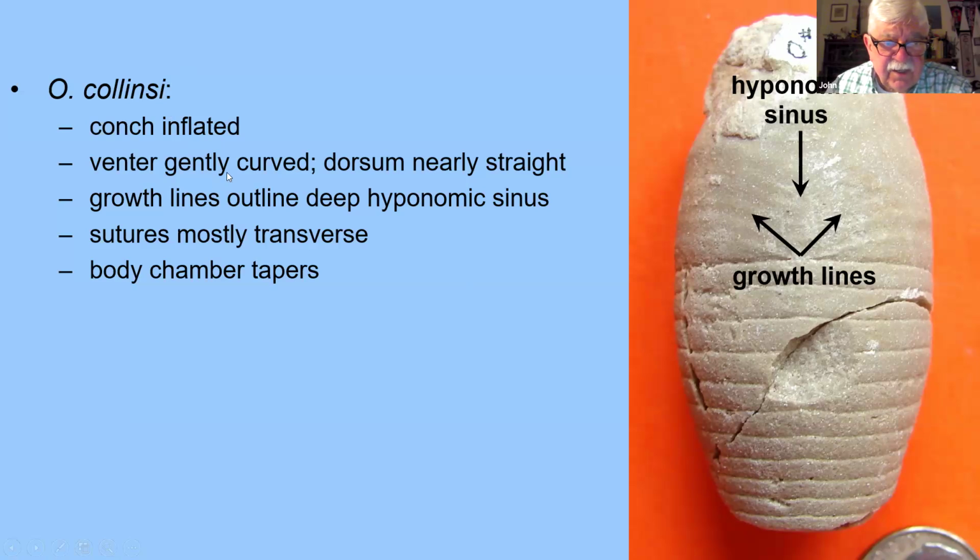Conch is inflated, venter is generally curved, dorsum is nearly straight. This is the venter, obviously. Notice also that not all of them are going to show a siphuncle. This one does not. It is a true mud-filled tube that gives you information, but no siphuncle in this one. Growth lines outline deep hypognomic sinus. Sutures are mostly transverse. Body chamber, as you can see, tapers.